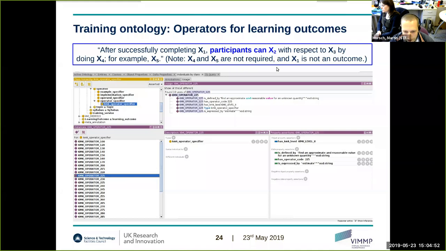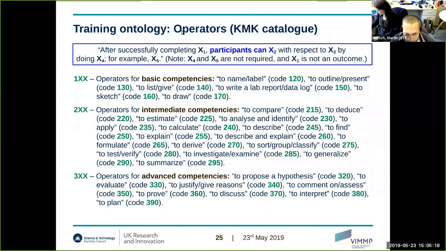So we have now discussed the topics. We developed the taxonomy of the topics, but we also need a catalog of operators, what people are able to do. And we cannot take something generic. This has to be defined for technical fields. Fortunately, there is an asset for this already available. This has been introduced by the German Conference of Cultural Ministers, KMK. And there you have the types of operators of competency descriptors that you see here, some related predominantly to basic competencies, and the same for intermediate and advanced competencies.